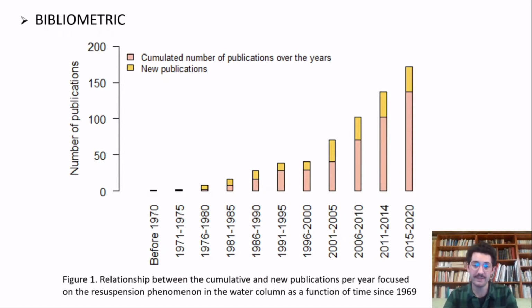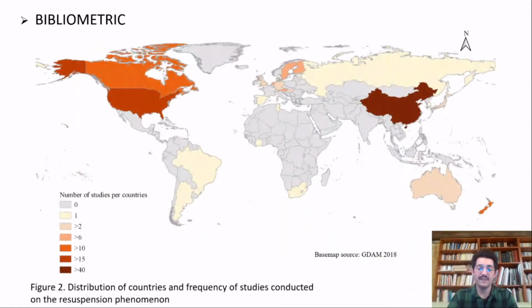First, about bibliometrics, we can see on this plot the distribution over time of the number of publications on the resuspension phenomenon. We can see that there is a clear increase of the number of publications over 5 decades, and especially since 2001, with many new publications every year, and this dynamic seems to continue with 7 new publications since the beginning of this year.